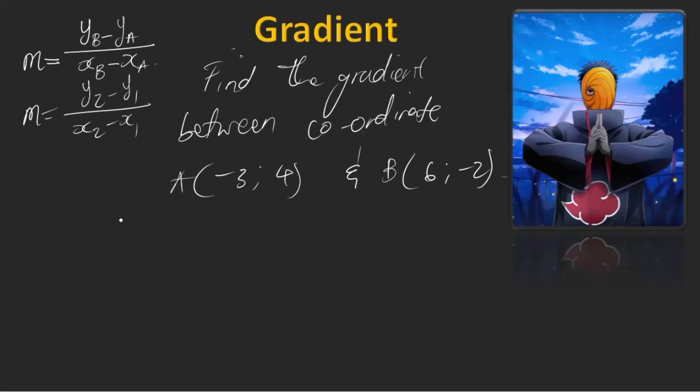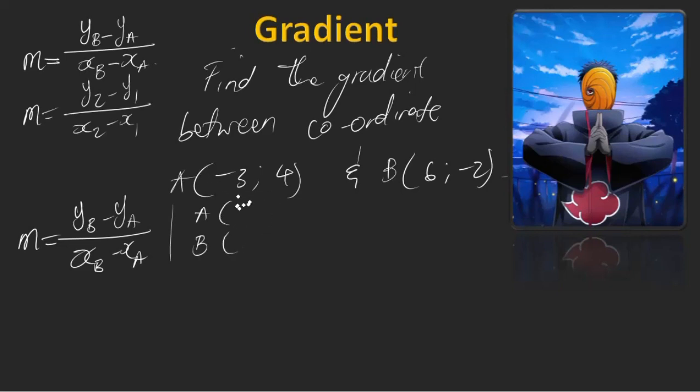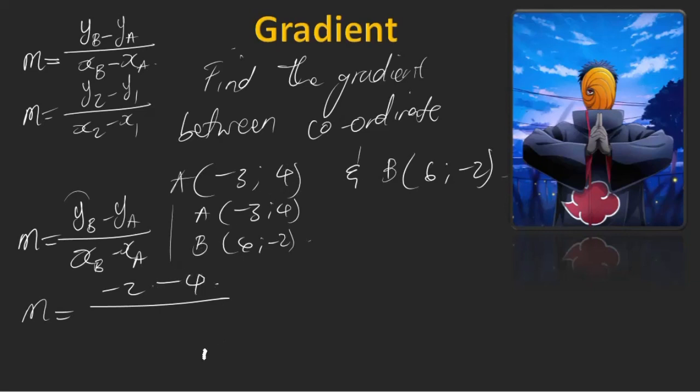In this case, to find the gradient, you're just going to use the formula. You say y at B minus y at A all over x at B minus x at A, right? And then you write down the coordinates. Coordinate A is negative 3 and 4. Coordinate B is 6 and negative 2, right? And then you do your substitution. y at B, that is negative 2, minus y at A, which is 4. And then you have x at B, which is 6, minus x at A, which is negative 3, which makes this a positive.